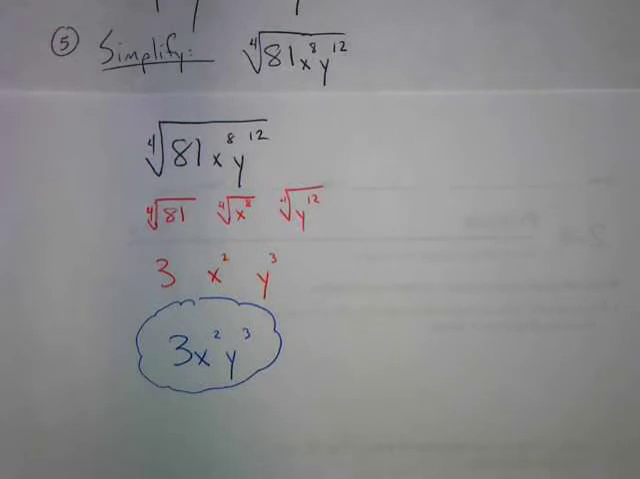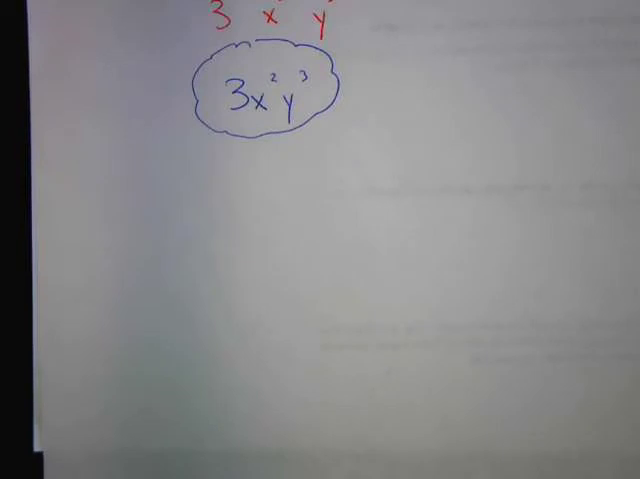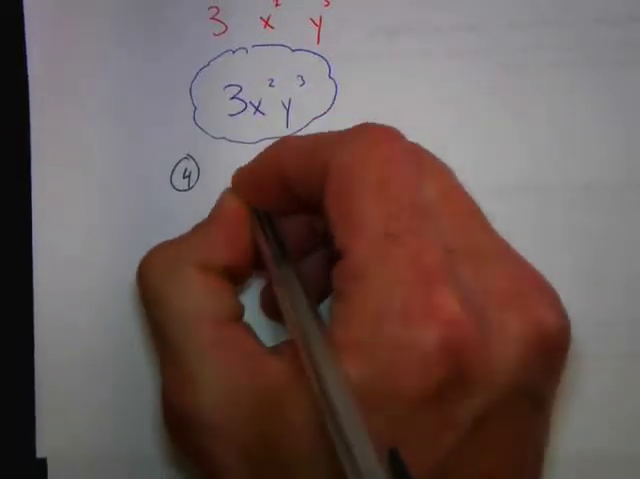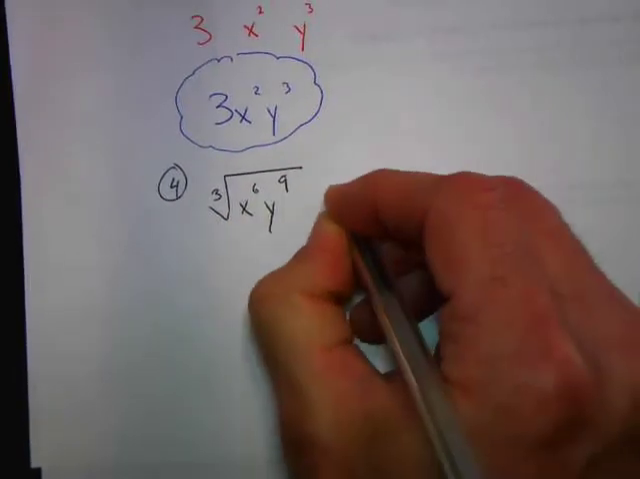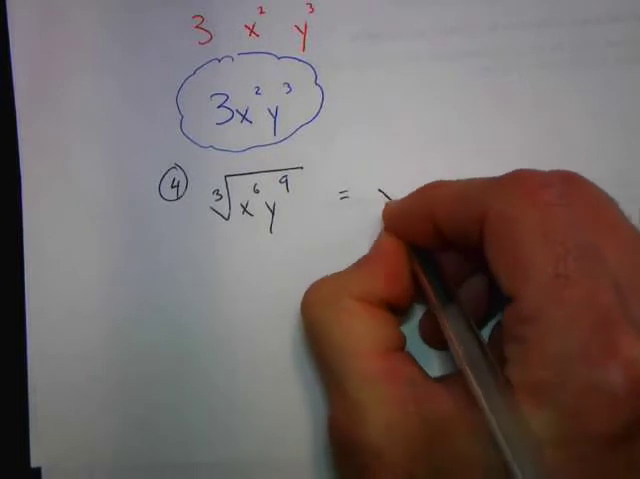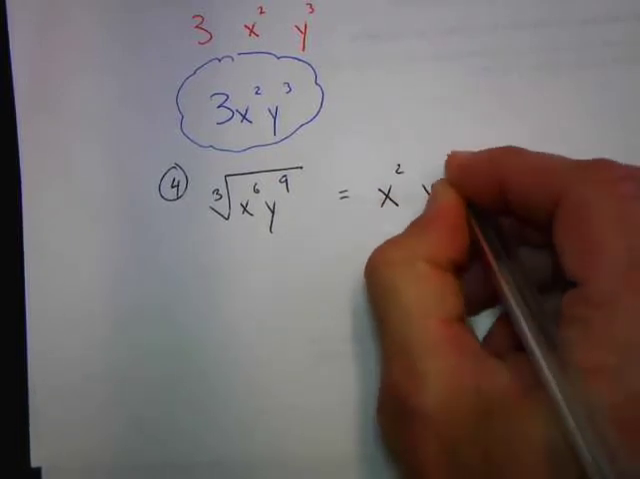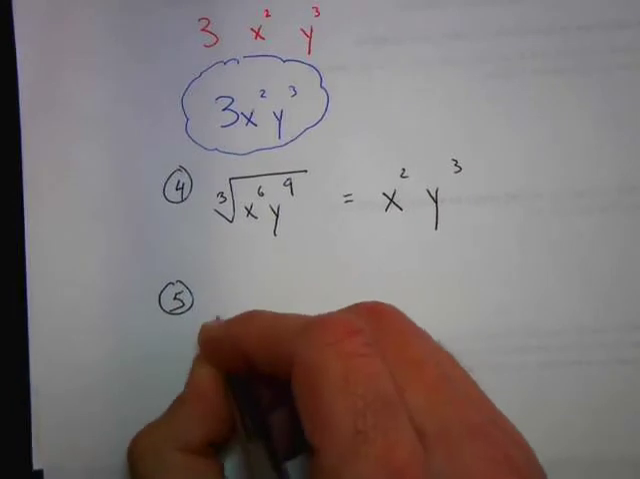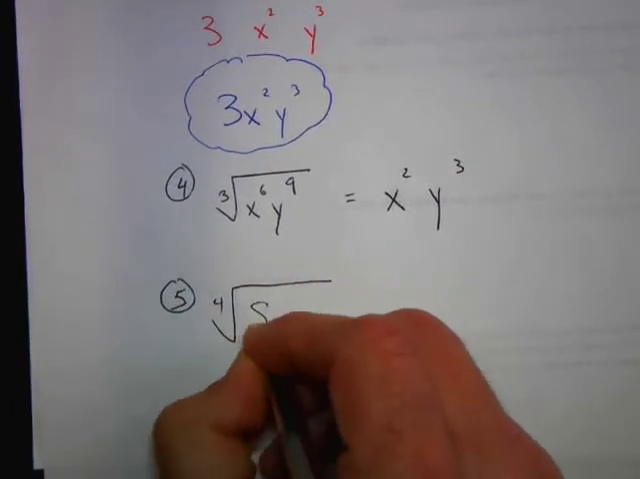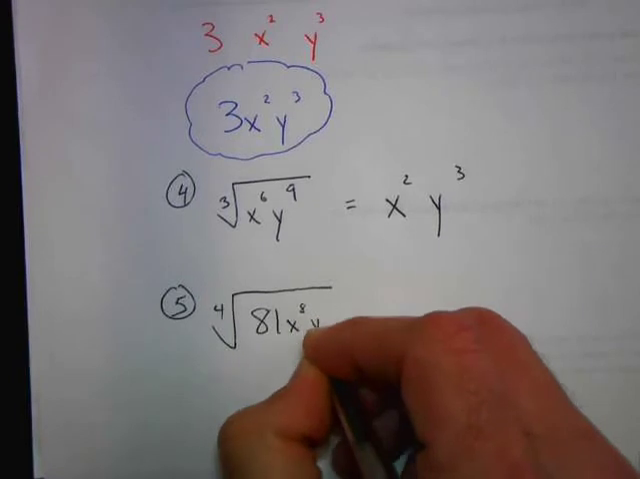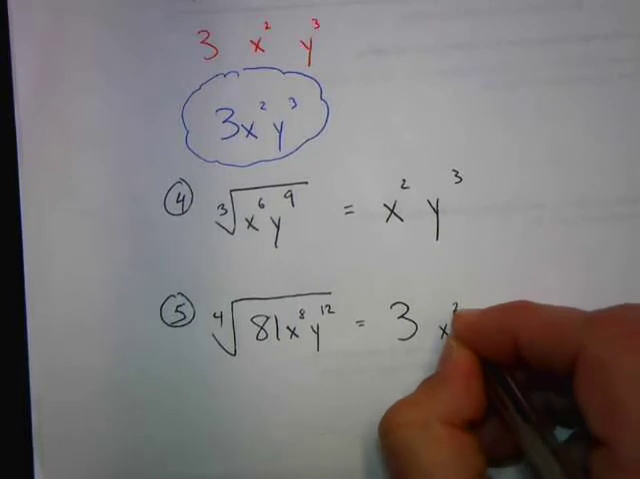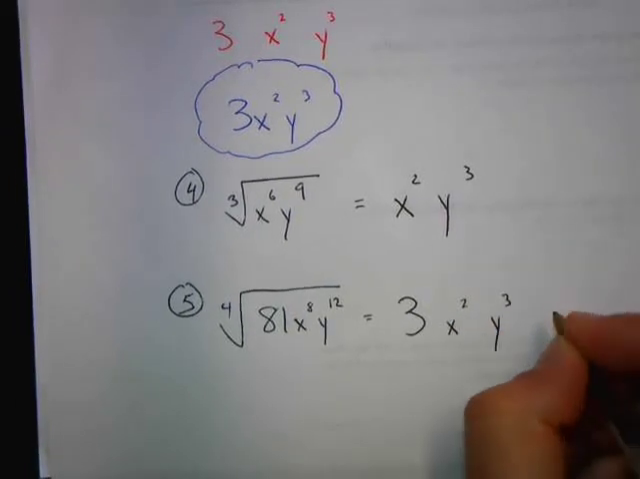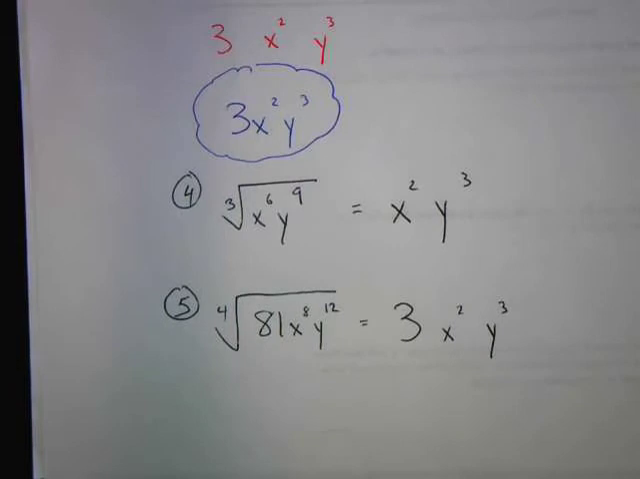So now what I want to do is go back to number 4 and number 5. I'm going to do number 4 and number 5 right quickly and then show you a couple things. So number 4, we had the cubed root of x to the 6th power, y to the 9th, and that turned out to be what we thought, x squared y to the 3rd. And then number 5, we had the 4th root of 81, x to the 8th, y to the 12th, and that turned out to be what we thought, 3 x squared y to the 3rd. Okay, so now something weird is going to happen.